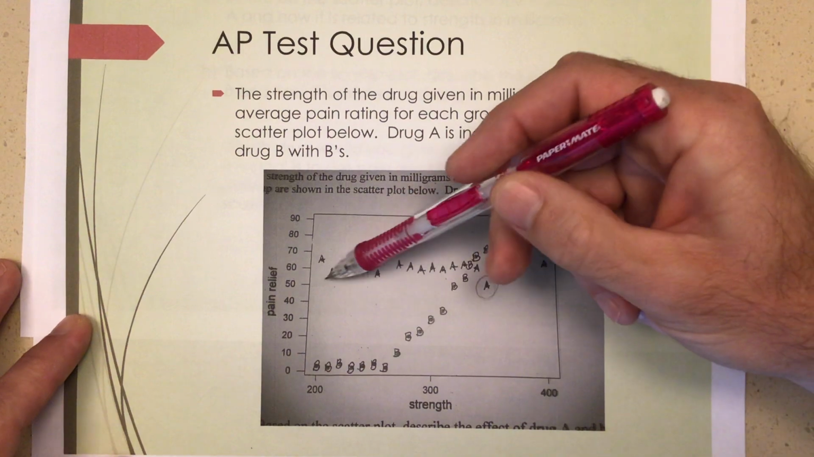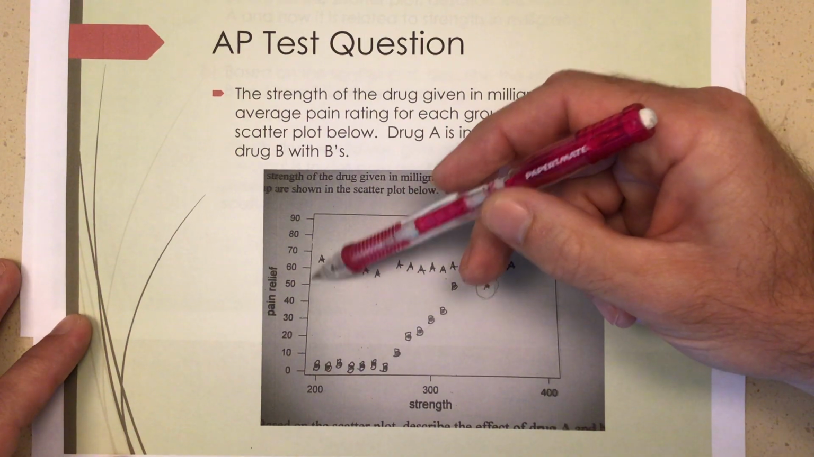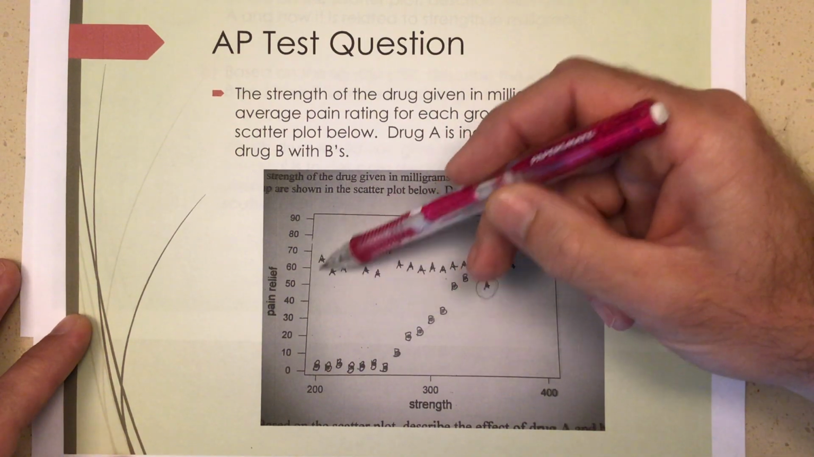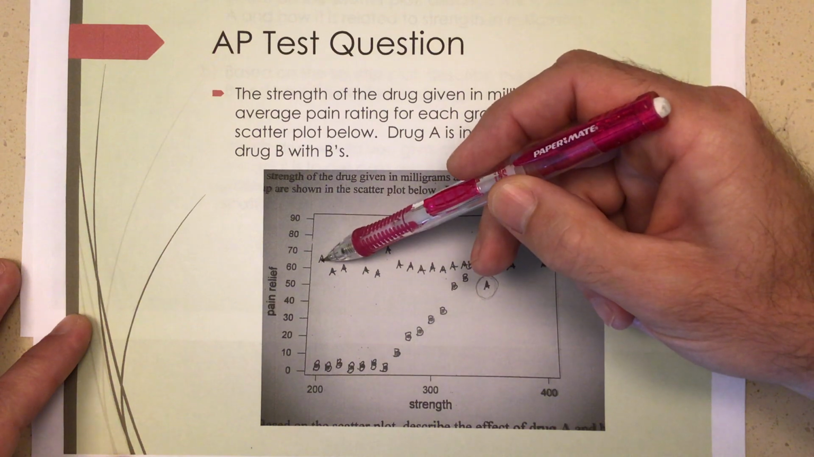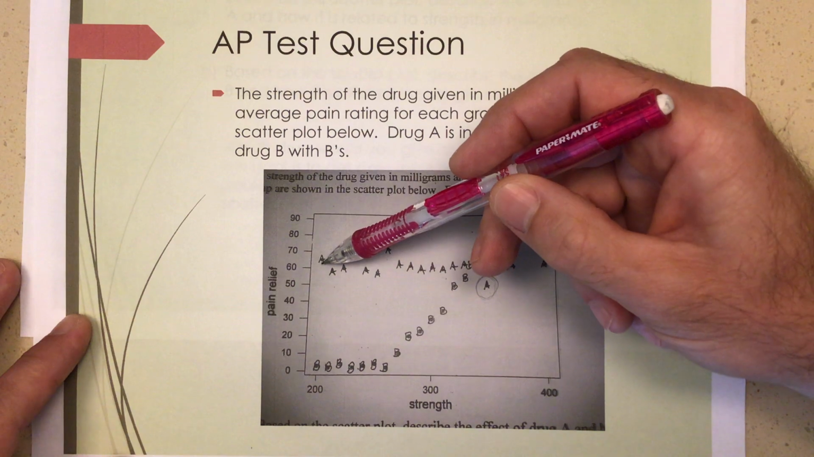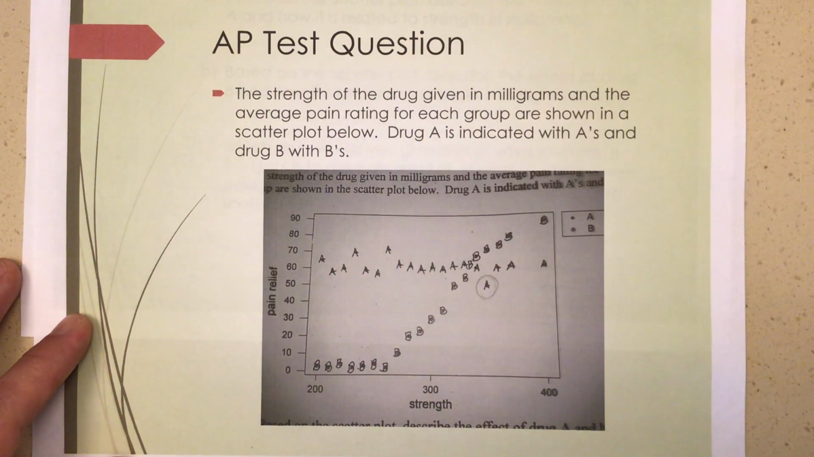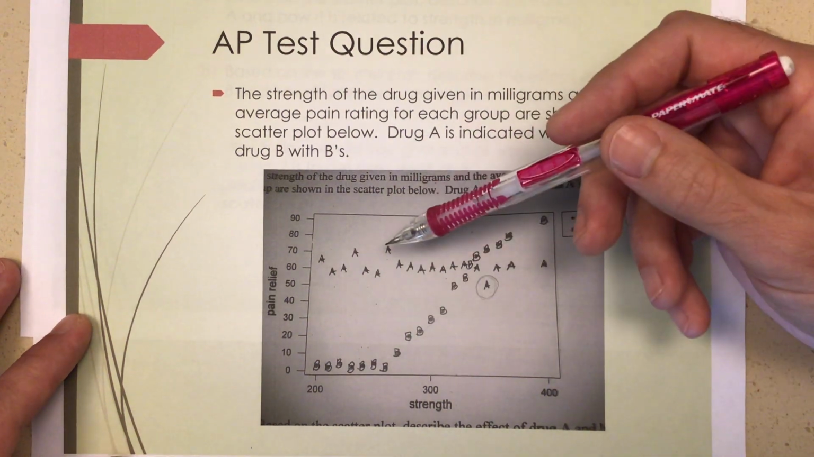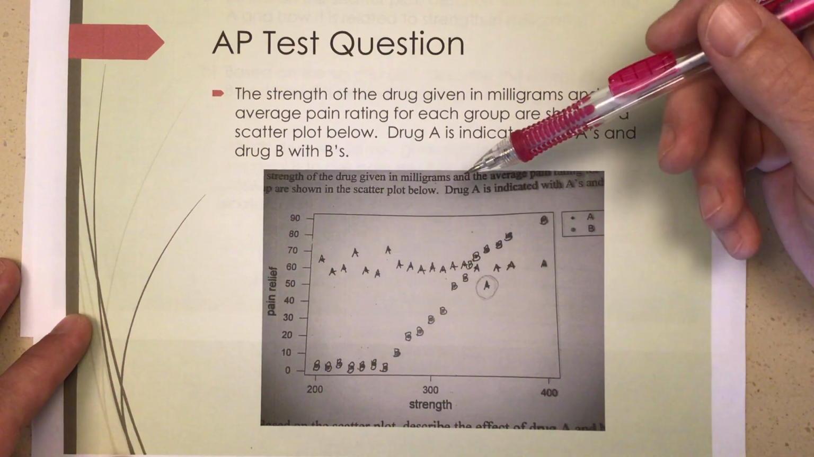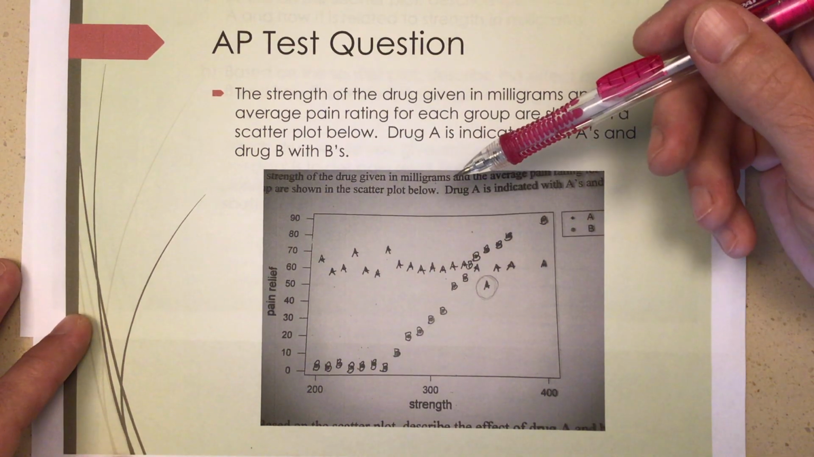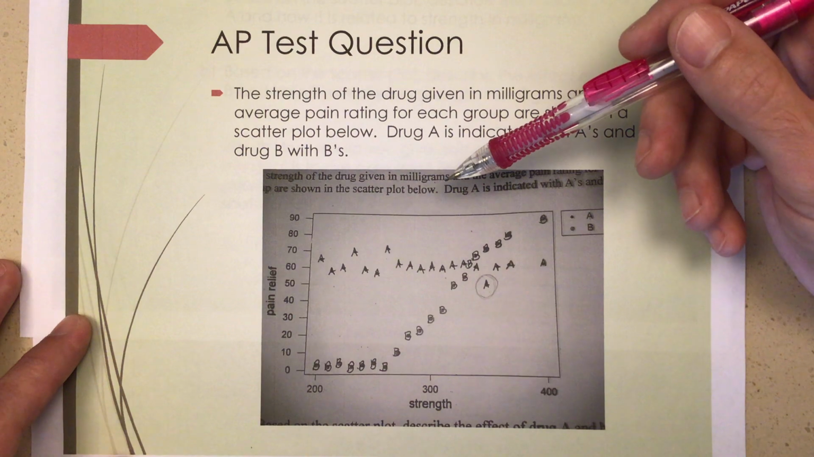I want the lowest amount of dose. The lowest dose would be drug A, because you could see drug A at its very first dose has a point of pain relief 65. So there you go, I'm going to go drug A. I'm going to go 200 or 210, whatever that lowest number was. Done. Okay, well, if that's all you say, you're not going to get a very good score on that.